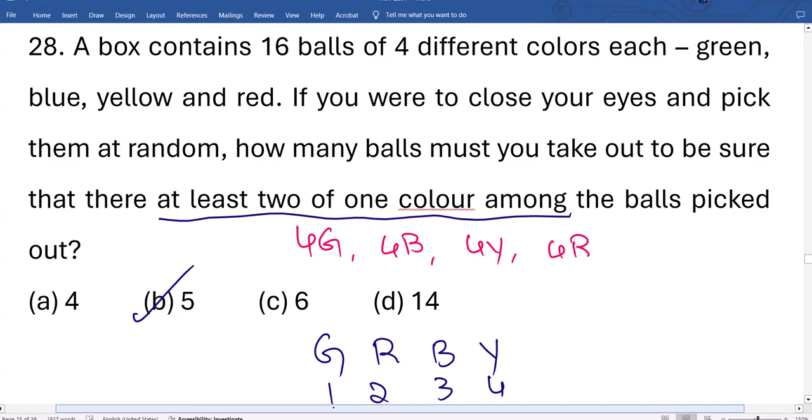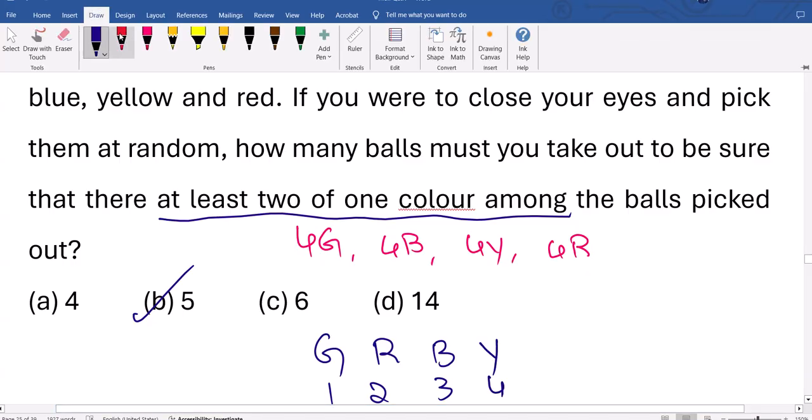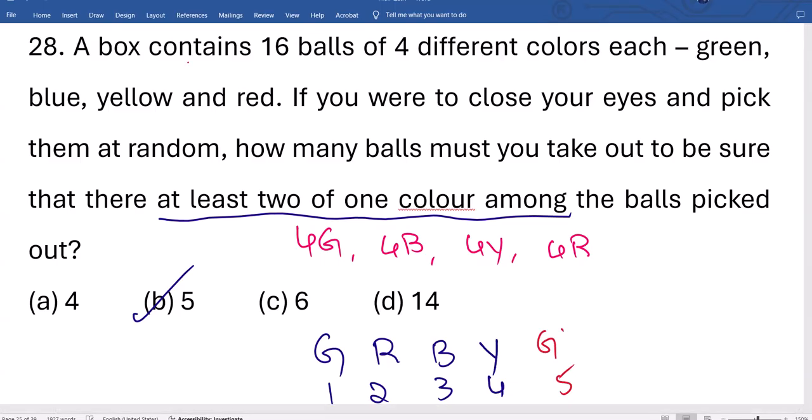It's a bad day. But on the fifth pick, what will there be? It may be green, it may be blue, but definitely two of the same color are guaranteed. Bad day or good day, if I pick 5, I'll get at least 2 of the same color. So why did they say at least 2 of the same color? It's partially good and bad; maybe I got 2 or 3 green also. If I pick 5, maybe 3 green, 2 green, 4 red.